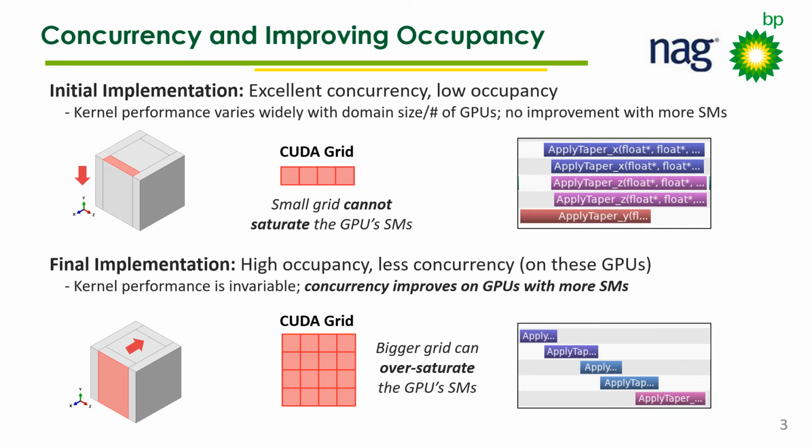Deciding which one to use required evaluating their robustness and scalability to ensure a code that would perform well on both test domains and production datasets and different GPU setups.